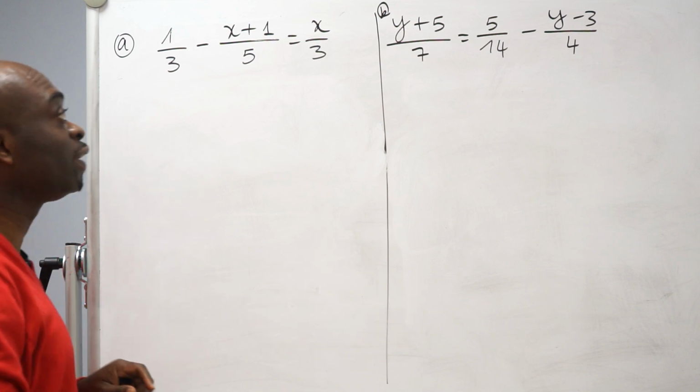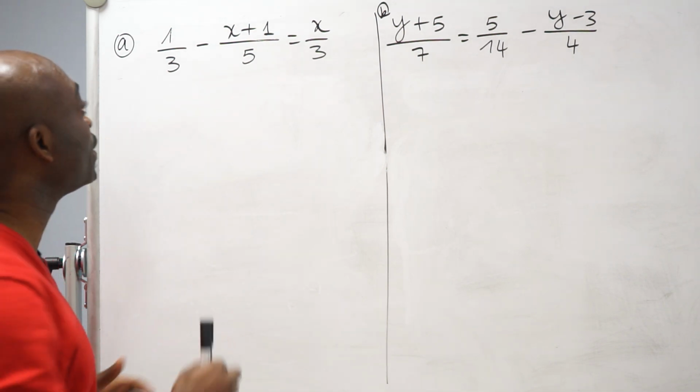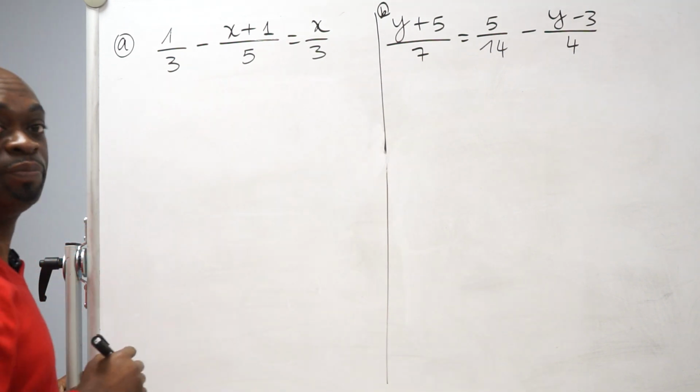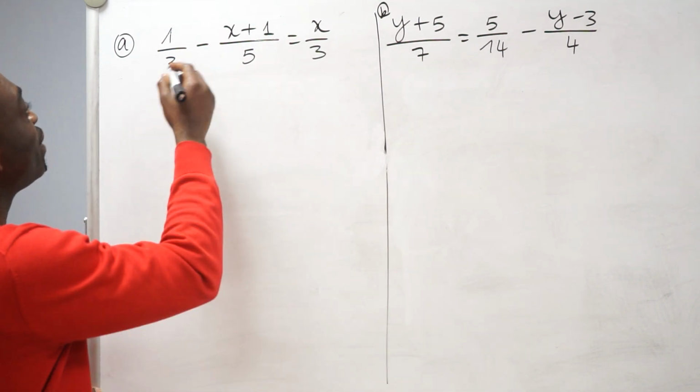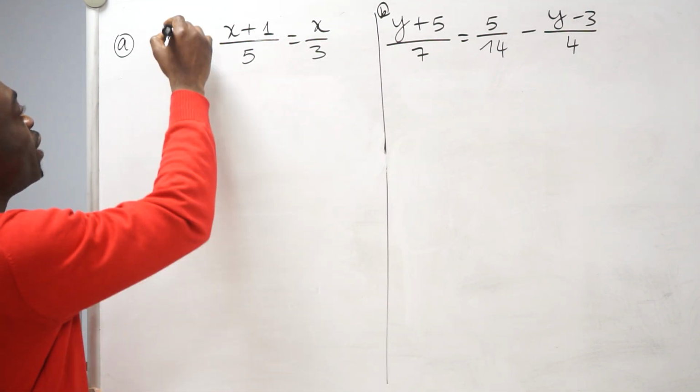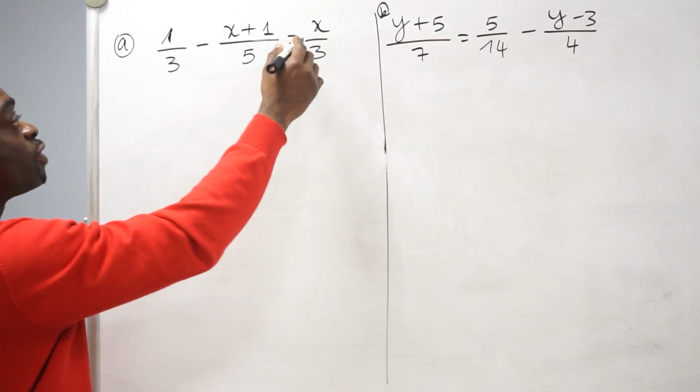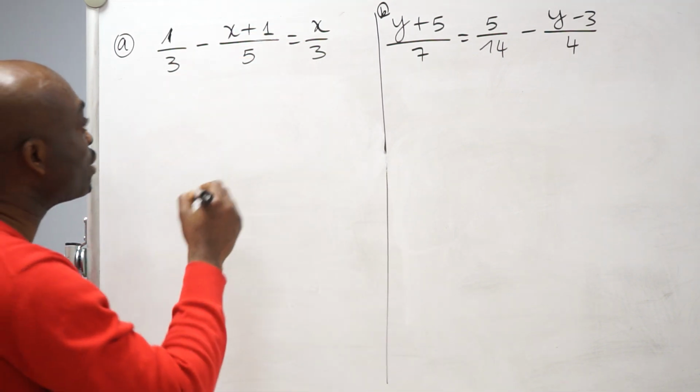Guys, we have two linear equations to solve over here. So we have equation A and then equation B. Equation A is 1 over 3 minus x plus 1 over 5 equals x over 3. All right, so let's go for it.